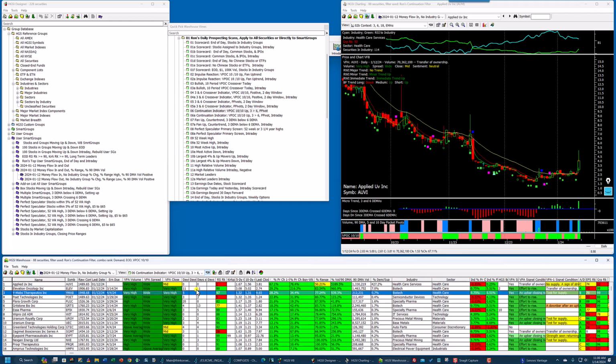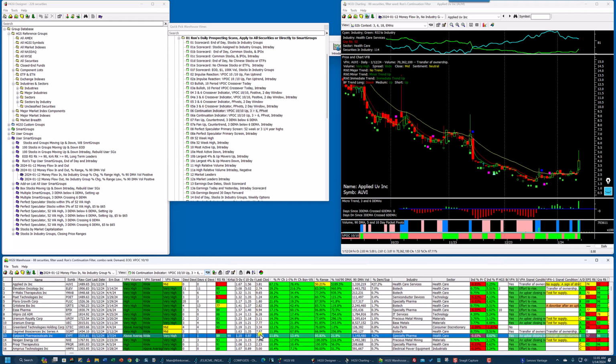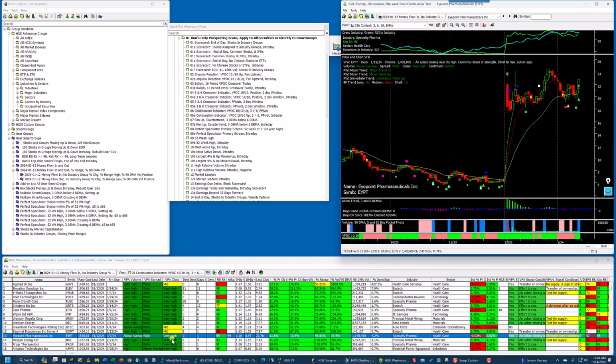Let me find a different stock here. Find one that's a little bit more expensive here. There's a lot of inexpensive ones here. That's another pharmaceutical stock here. Let's look at it. Okay, going across here, above average, wide, very high, crossover on the 3-6. VPOC crossed over yesterday. RS99 outperformed the S&P over the last 5 and 10 days.